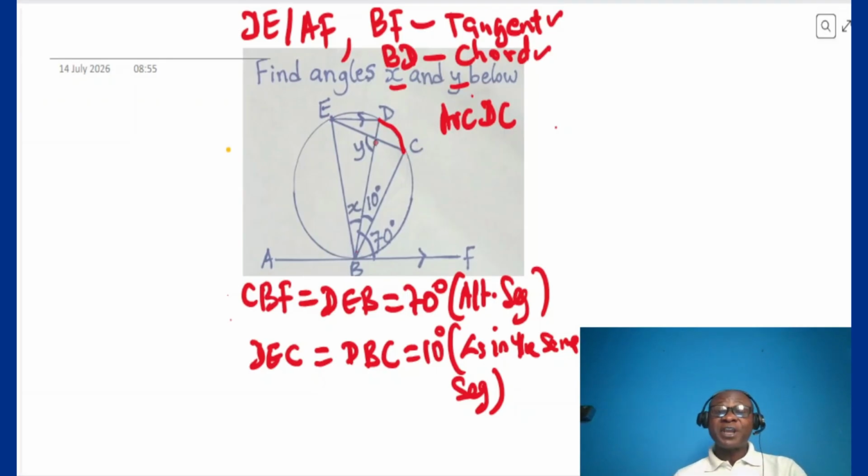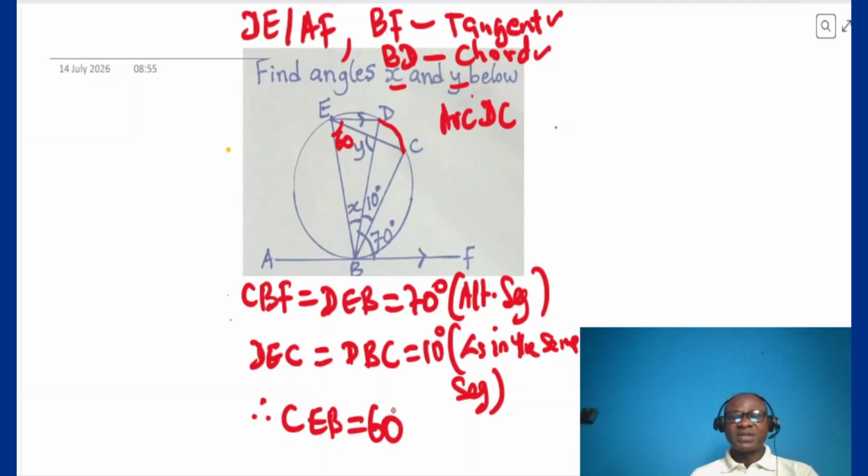Now, it therefore implies that if DEB is 70, but DEC is 10, then we can simply say that CEB will now be 60 only. Why? Because I have subtracted 10. Therefore, we can now say that CEB is equal to 60 degrees. This is very correct.